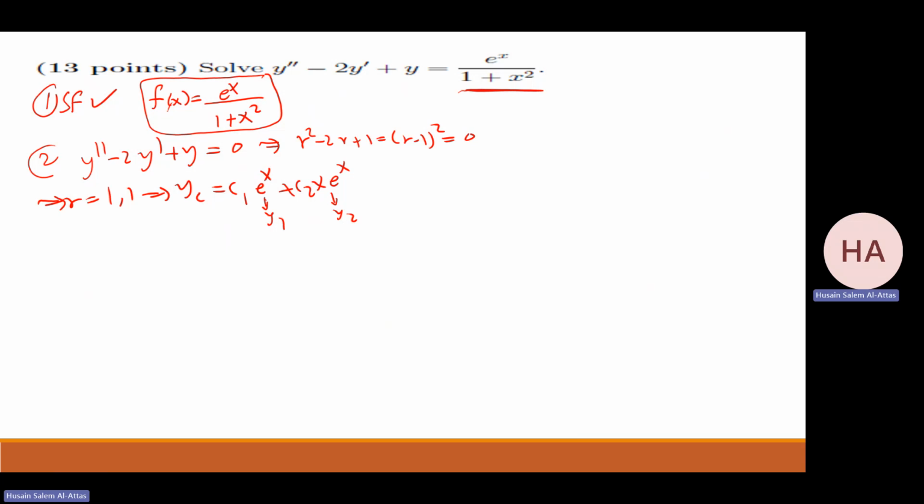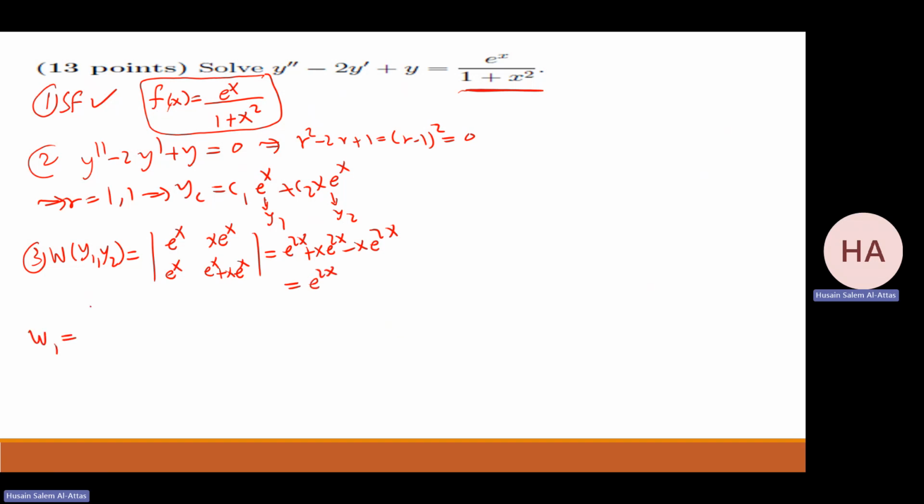Good. I have the Wronskian of y1, y2. That will be easy one. Product of two functions: e^x times (x e^x) plus x e^x times e^x... that gives me e^x plus x e^x minus x e^x. That'll give me e^x. The value 1, I have 0.